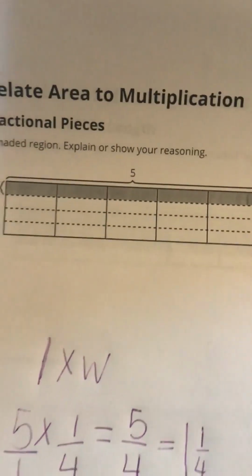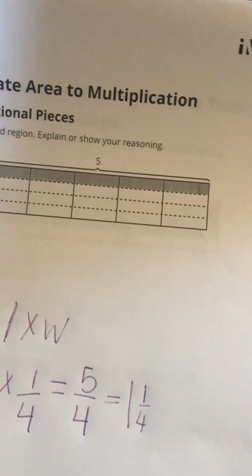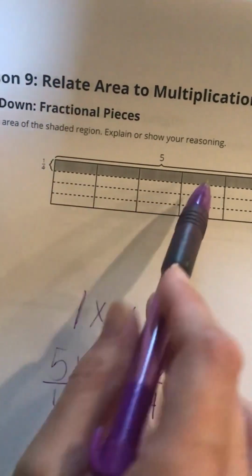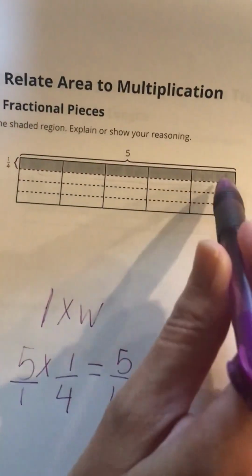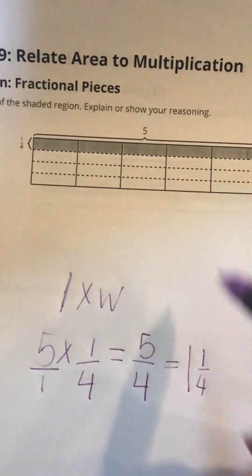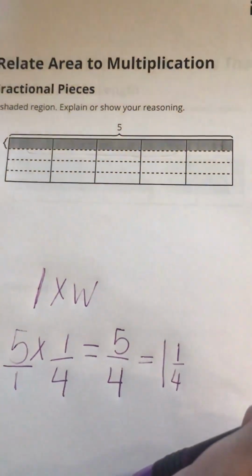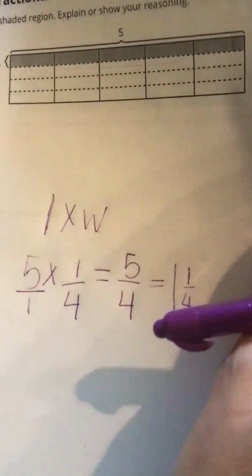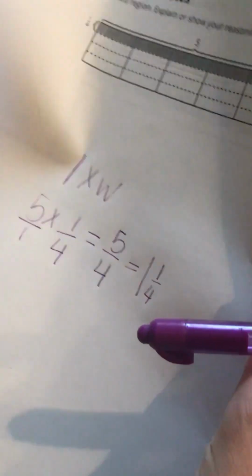So 5/4 is the same as 1 1/4. And then when I'm counting these, I've got the 4 here, and then I've got this extra 1/4. So I can either name that as 5/4 or 1 1/4. Now on lesson 10, we had a similar problem.